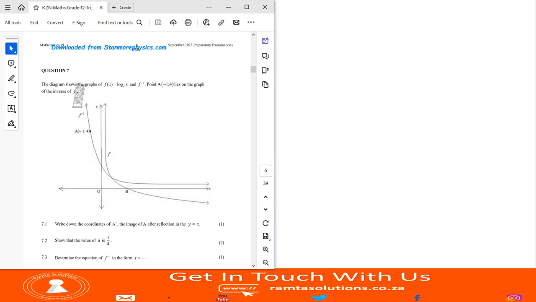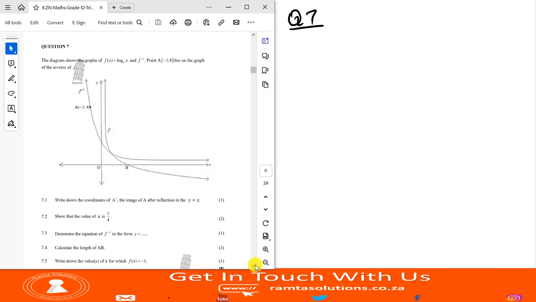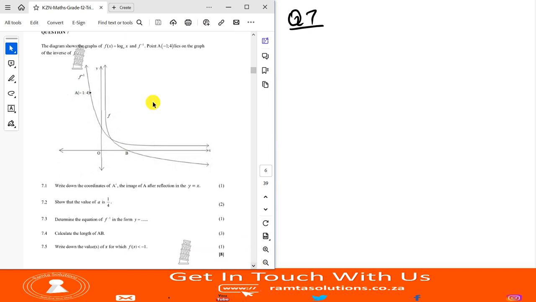This question, your inverses. I know some of you only come to inverses whenever you talk lecture. You're like, I want inverses. All right, let's see. So inverses, question 7, it says, the diagram shows the graphs of f of x is equal to log x base a and f inverse of x. Point A with coordinates -1 and 4 lies on the graph of the inverse of f. Okay, meaning it lies on the graph of f to the -1. Okay, that's fine. So they say write down the coordinates of a prime.